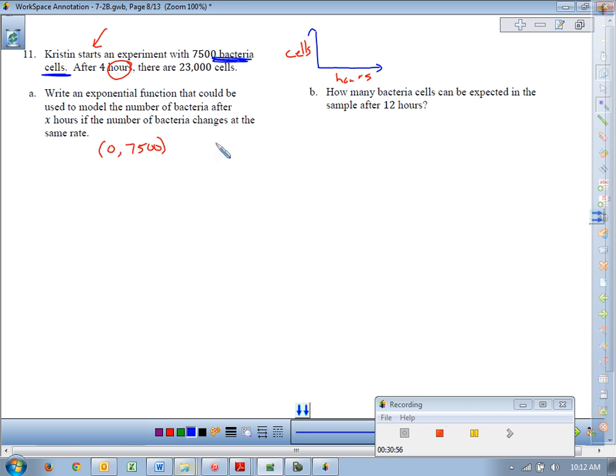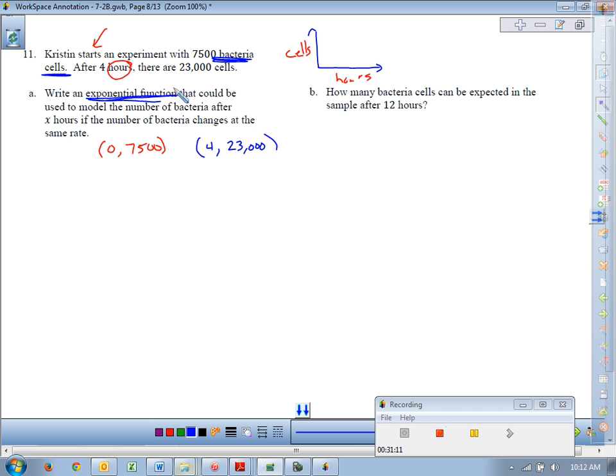And it better go hours, cells. What do you want to do? 4 hours, 23,000 cells. Again, they kind of tell us it's exponential, right? Without that information, how do you know it's exponential? With that information, we really wouldn't. They have to kind of tell us that.